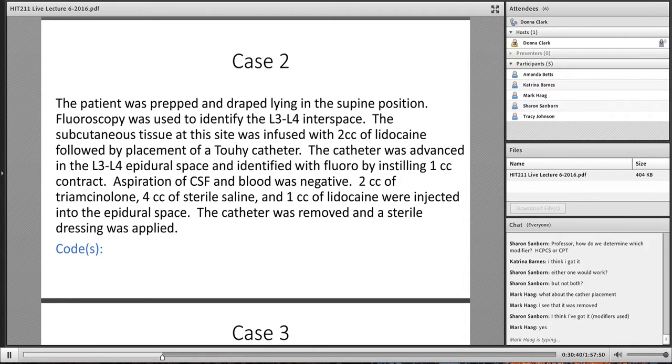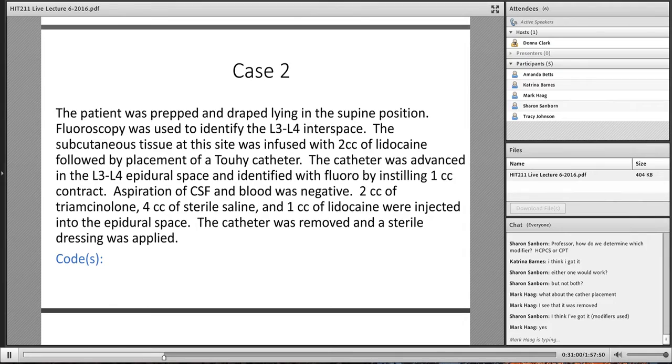Now, with these types of injections, hold on, because I think there's something else I wanted to say. This was one single injection for this case. Can you see that? Okay. So we talked about one single injection. Now you can have situations where they have multiple injections.